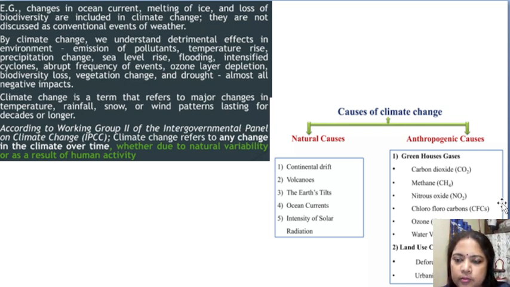So what are the names of the greenhouse gases? Carbon dioxide, methane, nitrous oxide, chlorofluorocarbons, CFCs. Those are released from our refrigerators and air conditioners. Then ozone. And ozone is present in which layer? It is present in the stratosphere of the atmosphere. And water vapors. So these are six important greenhouse gases. And another is land use change, that is deforestation, urbanization. All these are causes created by human beings.